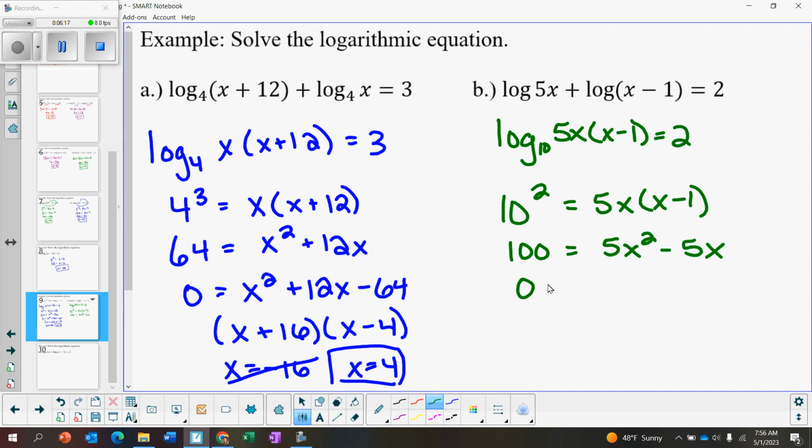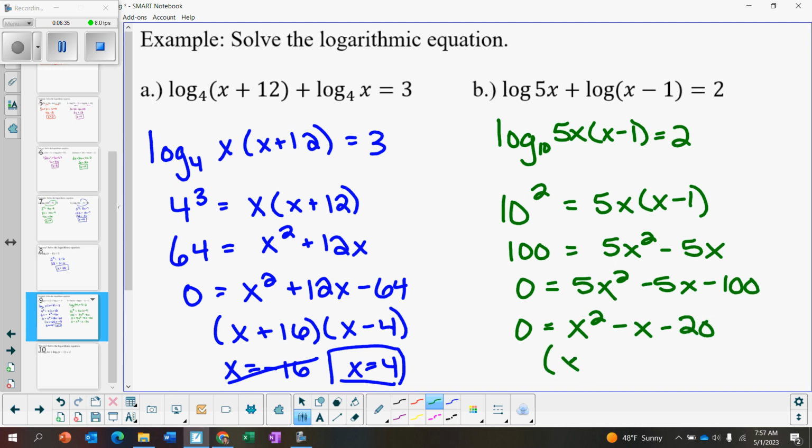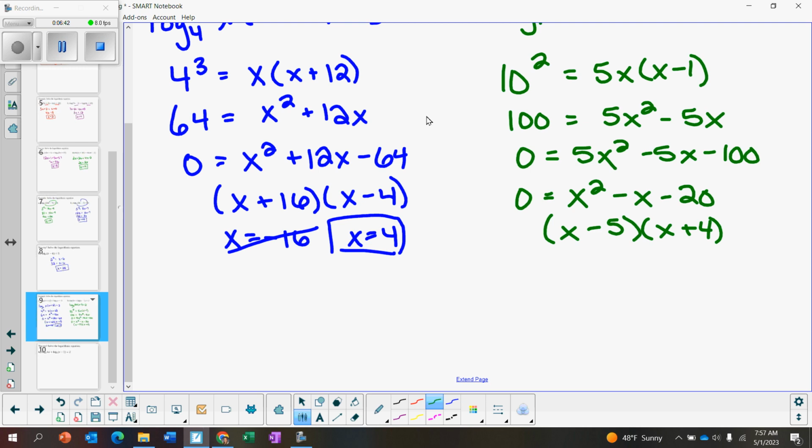Subtract the 100. And I could actually divide everything here by 5, right? Divide both sides by 5. So now I have 0 equals x squared minus x minus 20. So the two things that multiply to negative 20 and add to negative 1 are x minus 5 and x plus 4, which means x is positive 5 and x is negative 4. Negative is out, x equals positive 5.